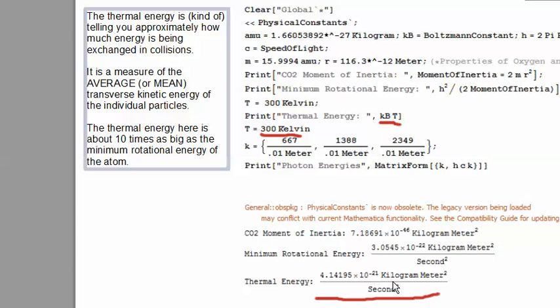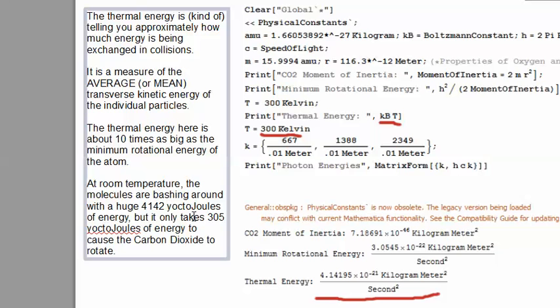The thermal energy here is about 10 times as big as the minimum rotational energy of the atom. So at room temperature, the molecules are bashing around with a huge 4,142 times 10 to the negative 24th, 4,142 yoctojoules of energy, but it only takes about 305 yoctojoules of energy to cause the carbon dioxide to rotate.